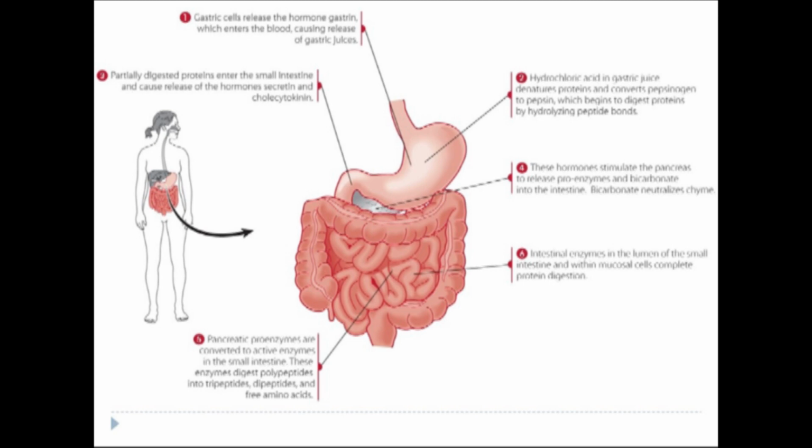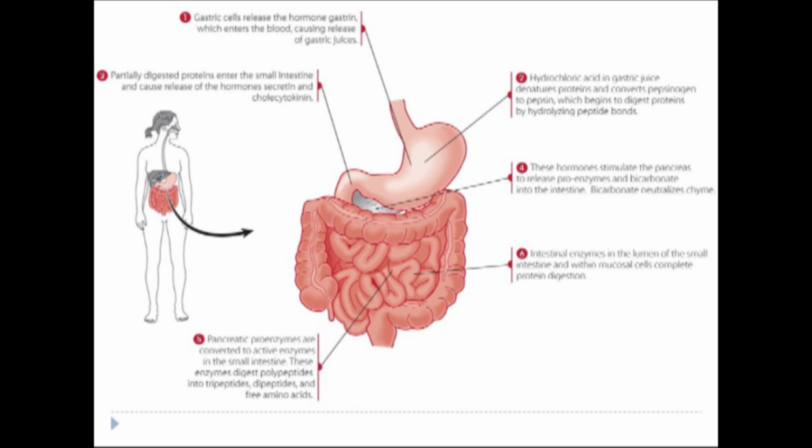The partially digested protein fragments in the intestine will go on to stimulate the secretion of secretin and cholecystokinin. These specific hormones will go on to stimulate the release of bicarbonate into the gastrointestinal tract, notably the duodenum, in order to neutralize the acidic chyme. In addition, they will stimulate the release of proenzymes.